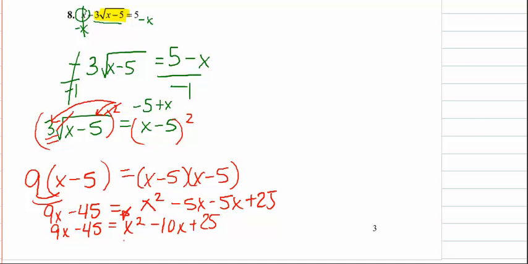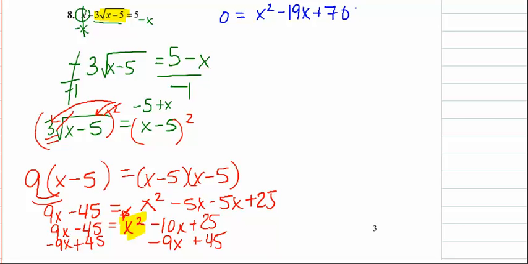Now keep the x squared term positive. So that means that when we set this equal to 0, I don't want to move the 10x and 25 to the left. I want to come over here and I want to subtract the 9x from the negative 10x and add 45 to the 25. So then I have 0 equals x squared minus 19x, and 25 plus 45 is positive 70.